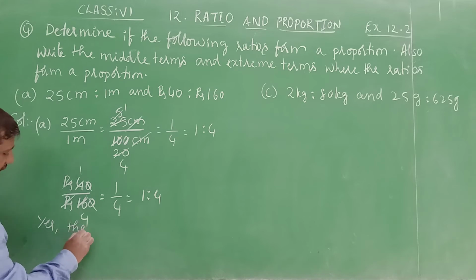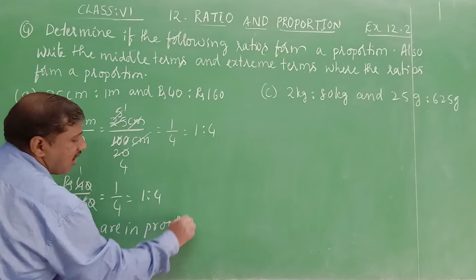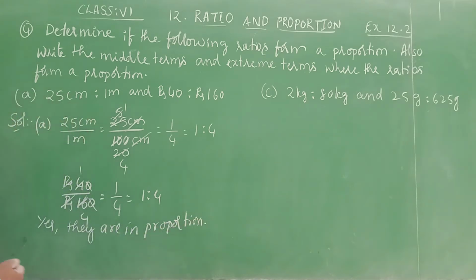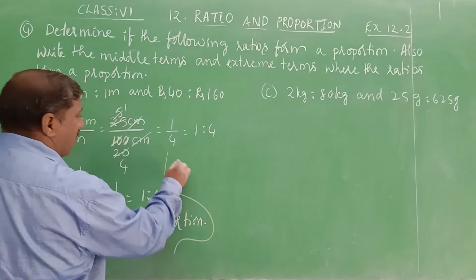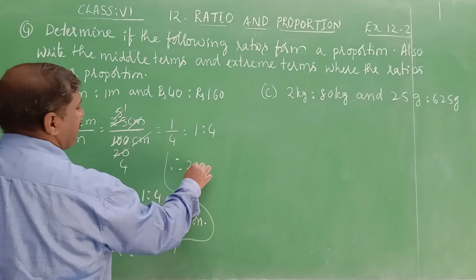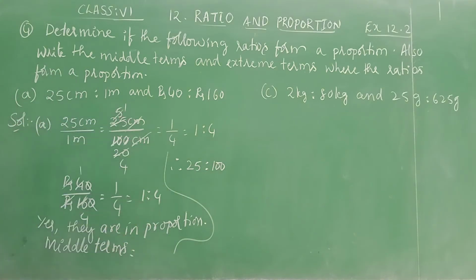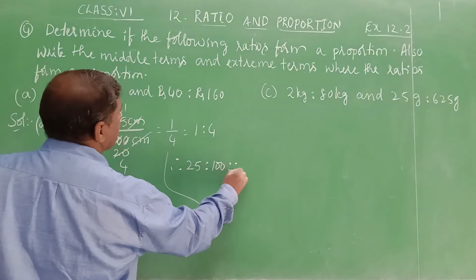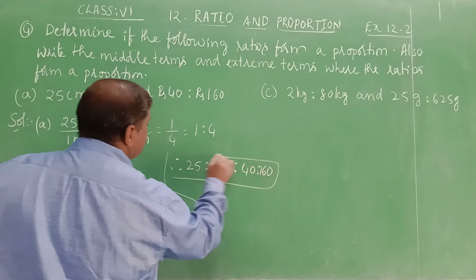They are in proportion. If they are in proportion, we have to write extreme terms and middle terms. So what are the middle terms here? They are in proportion, so write that proportion in symbolic form. Therefore, 25 is to 100 as 40 is to 160. Now what are the middle terms in this?